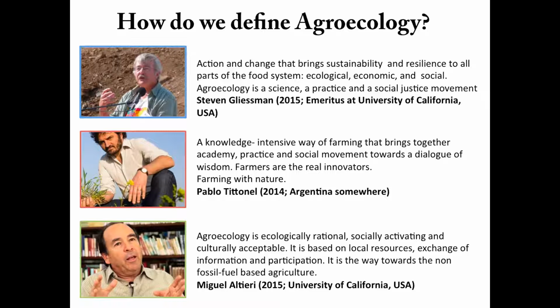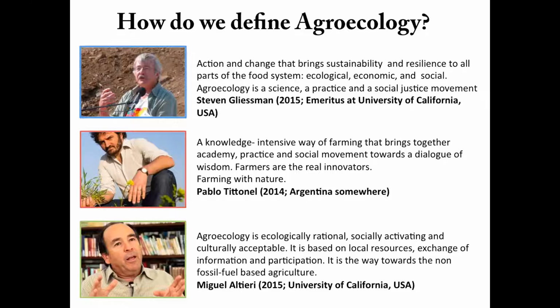Instead, Pablo Tittonell, who works in Argentina, says that agroecology is a knowledge-intensive way of farming, bringing together academy, practice, and social movement towards a dialogue of wisdom. And I like what he says, because he says agroecology is farming with nature, in alliance with nature, rather than against nature. Miguel Altieri is also now retired. I think he's in Venezuela, perhaps, and farming as well. He's back to farming after a brilliant career at Berkeley. And he says agroecology is ecologically rational, socially activating, and culturally acceptable. It is based on local resources, information exchange, and active participation. And he also says it is the way towards non-fossil-fuel-based agriculture.